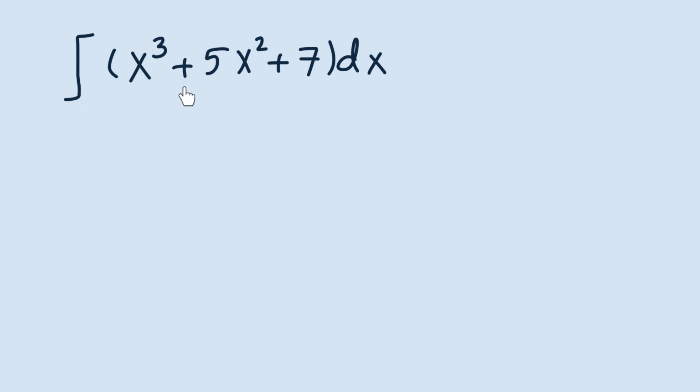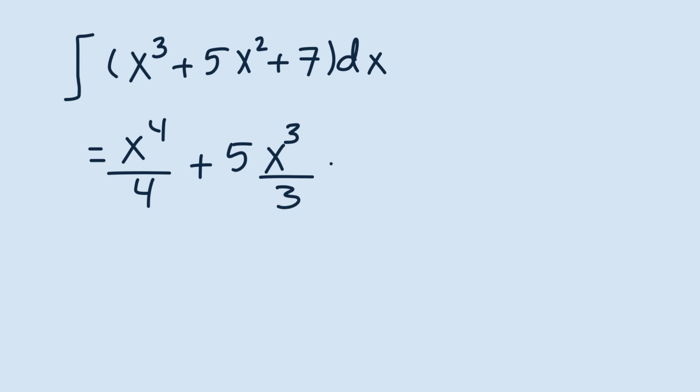What about this question? Integral of x cubed plus 5x squared plus 7 dx. To solve this question, we have to do the integration for each term separately. We will integrate x cubed, so we add 1 to the exponent. It will be x to the power 4 divided by 4. Then for x to the power 2, it will be x to the power 3 divided by 3. And whenever we have a constant, just simply add x to that. And of course, plus c.